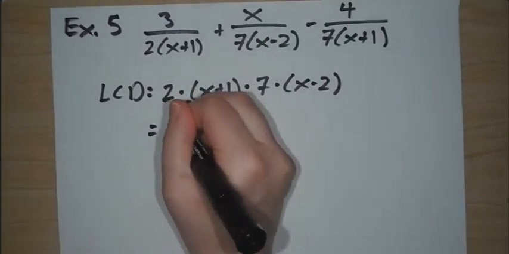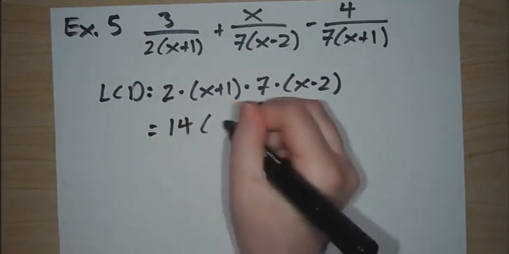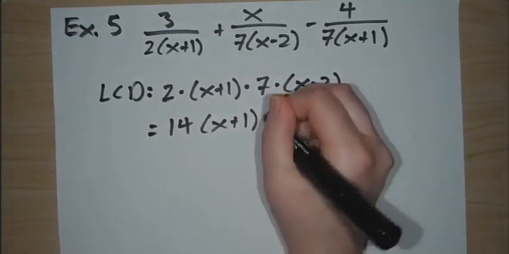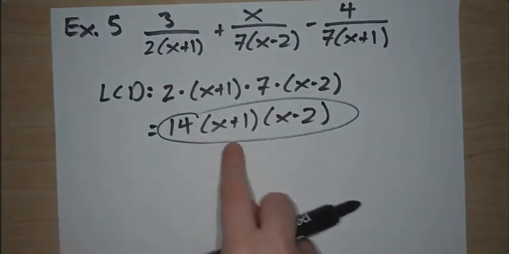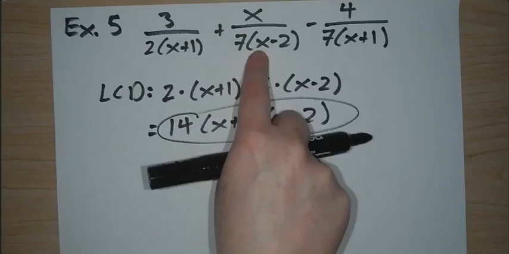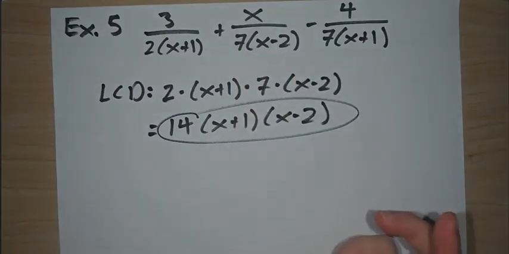Simplifying a little bit, we have 14, 2 times 7 is 14, times x plus 1 times x minus 2. So this is our LCD that we want to put on the denominator of each of these fractions so that we can write it as one whole fraction.